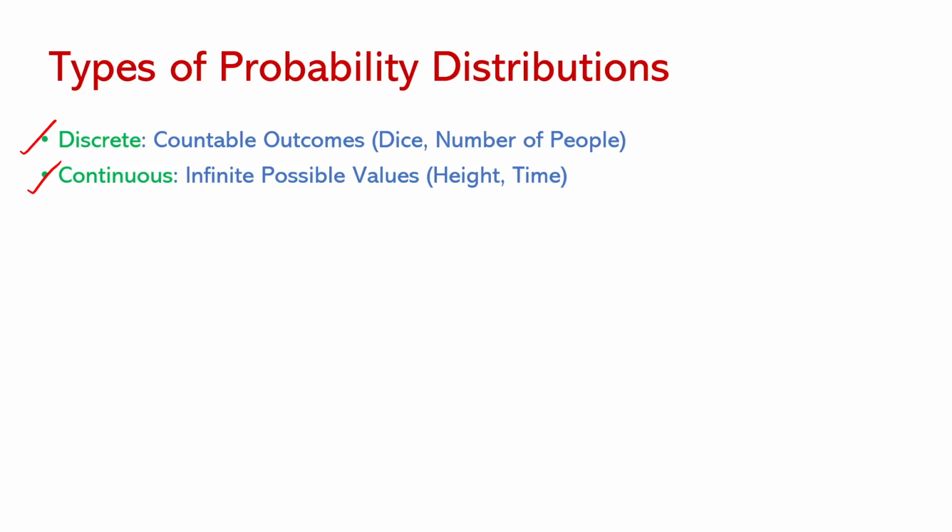So what is this discrete? Let us see that in detail. Countable outcomes. Any event which happens, if it has countable outcomes, then we can say it is discrete. For example, if I roll a dice, I know the outcomes will be from 1 to 6. It is countable. N number of times you do, it will be any one number from 1 to 6. That is countable outcomes.